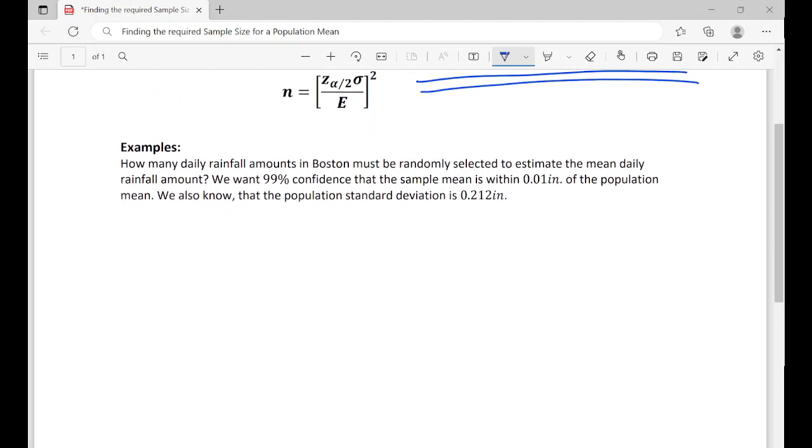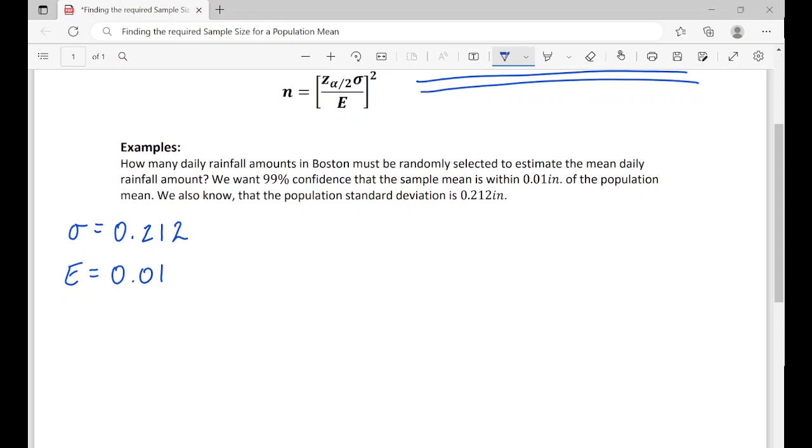So let's look at an example. How many daily rainfall amounts in Boston must be randomly selected to estimate the mean daily rainfall amount? We want 99% confidence that the sample mean is within 0.01 inches of the population mean. We also know that the population standard deviation is 0.212 inches. So let's pick out what we know. We know that sigma is 0.212. We know that our margin of error, because it has to be within this right here, 0.01, that's how close we want it to be, so that's our margin of error, 0.01.